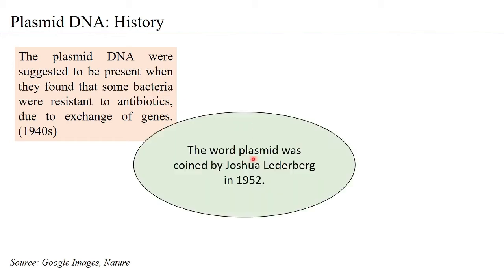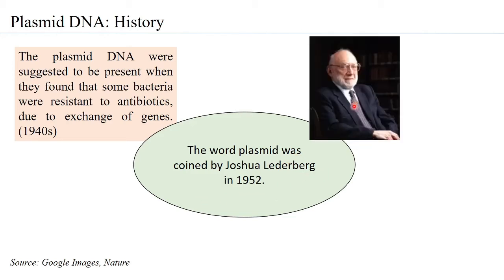So the word plasmid was actually coined by Joshua Lederberg in 1952. And Joshua Lederberg was actually working with viruses again. And in studying these viruses, he was able to basically find that there are certain bacterial DNA which are getting transferred from one bacteria to the other bacteria. So the concept of what is called horizontal gene transfer, that is when you have DNA from one bacteria going to another bacteria, is called horizontal gene transfer.